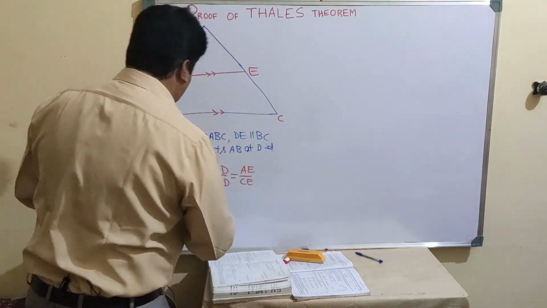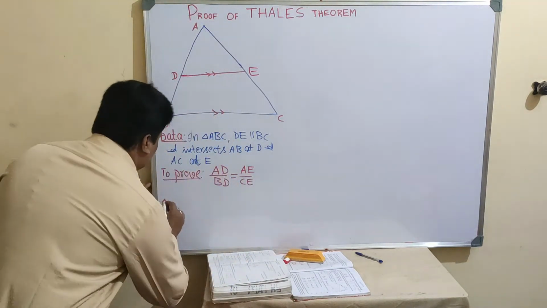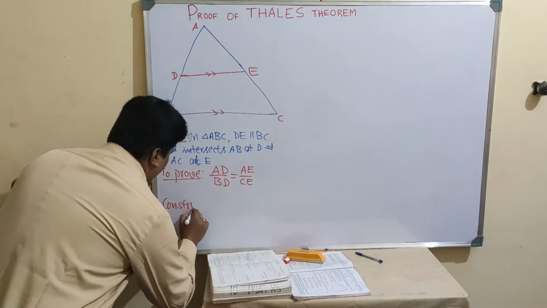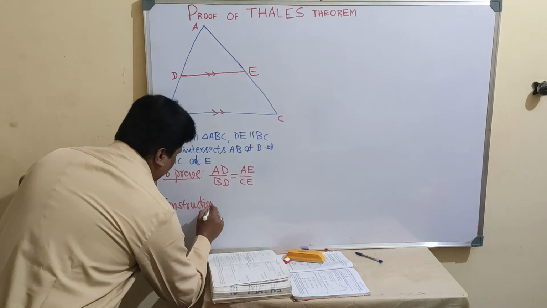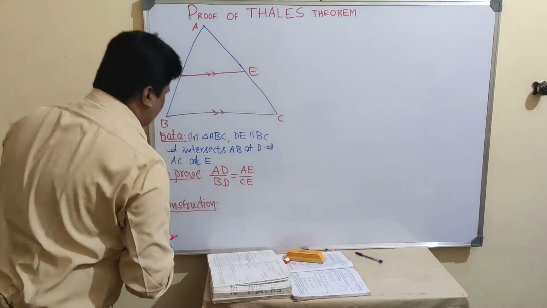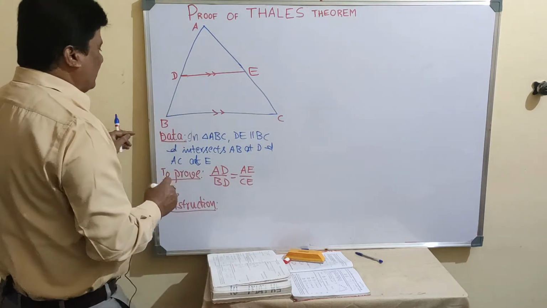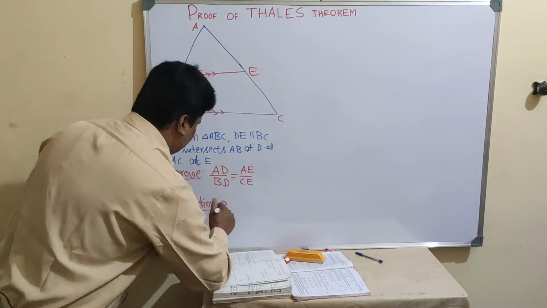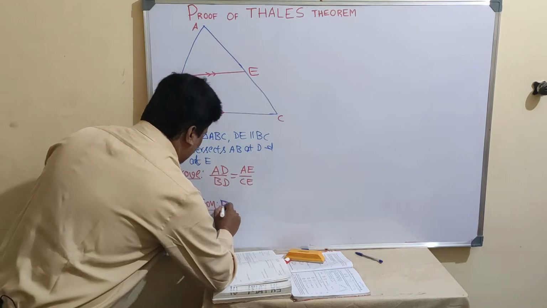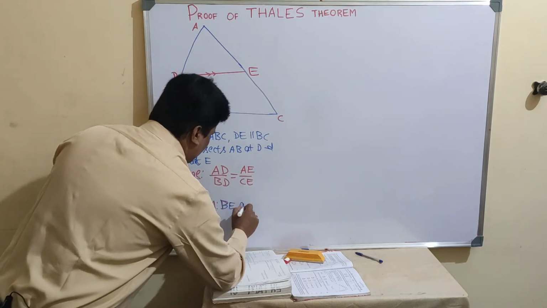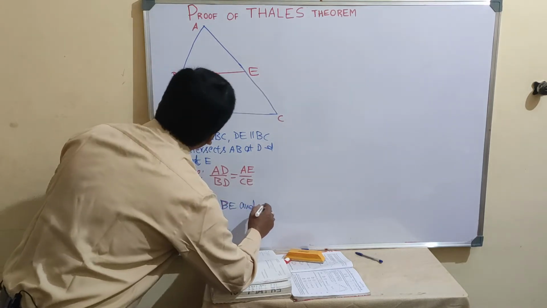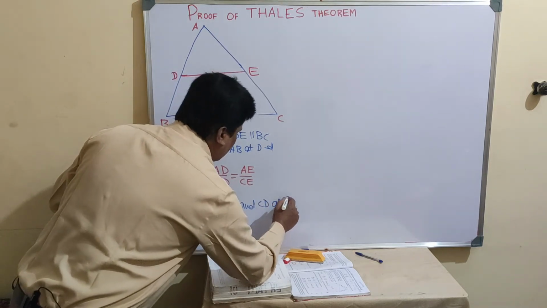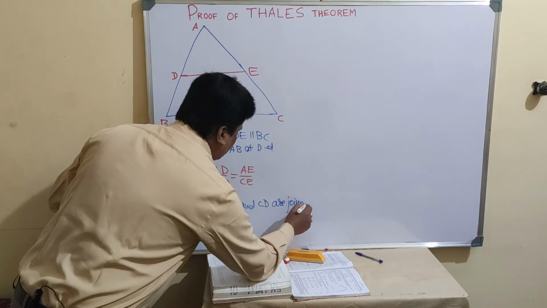In order to prove it, we need to make a small construction. That is, BE and CD are joined.